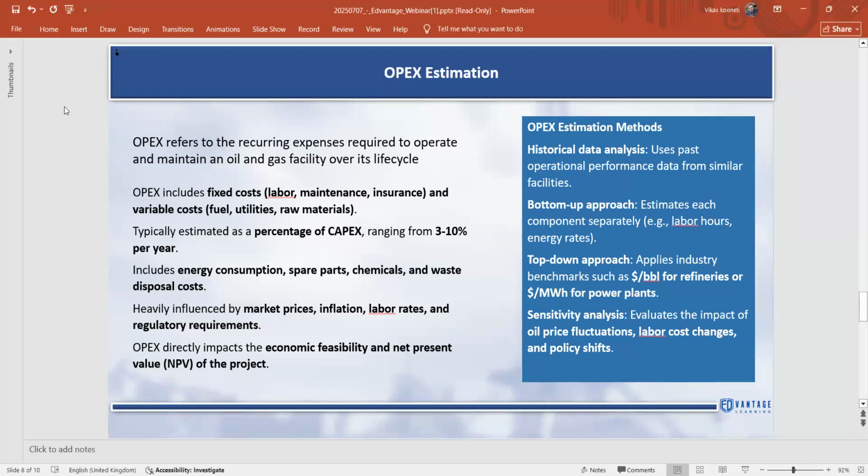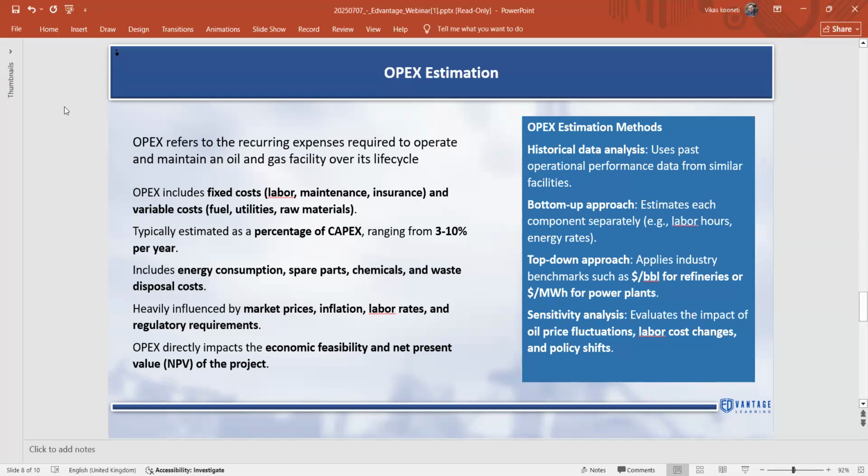But once you initiate your production, with the planning phase, with time, once you start getting the numbers, start getting the exposure, maybe dealing with other consultancies, getting a lot of data, maybe now you have enough suppliers and everything, then your OPEX can be estimated or predicted, right? So this includes energy consumption, spare parts, chemical waste deposits, heavy influence by market prices, inflation, labor, and regulatory requirements. OPEX directly impacts the economic feasibility and the NPV of the project.